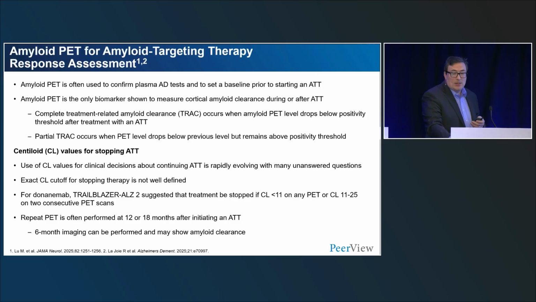And you'll often, in some cases, see partial clearance, particularly if you're doing earlier time points after starting, like 6 or 12 months, where the amyloid level has dropped but remains above the positivity threshold. What cutoff to use, I don't think is entirely clear, and I think we'll have more information about this in the future. We use approximately 20. If you look at the TRAILBLAZER data, if you're below 11, or below 25 on 2 consecutive scans, that was considered sufficient to clear. Often we do the repeat at 12 to 18 months, but particularly for people with low amyloid getting donanemab, we have been doing some at 6 months and have seen complete clearance.